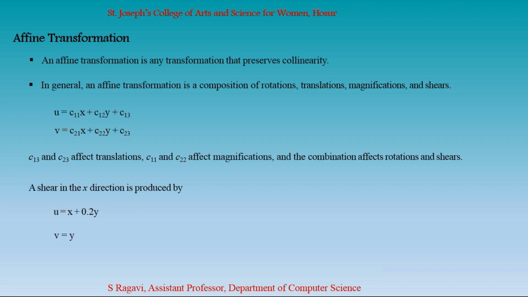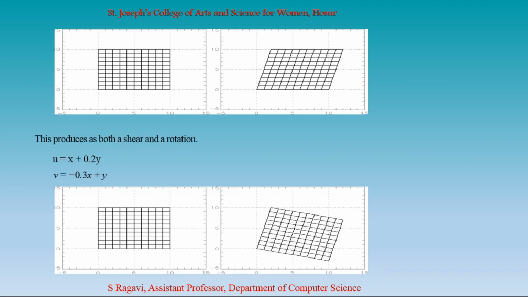A shear in the x direction is produced by u equals x plus 0.2y, v equals y. These are examples of a rotation and a shearing. The shearing and the rotation is given in mathematical notation: u equals x plus 0.2y, v equals minus 0.3x plus y. The above image represents the image rotation in the x-axis, and the second image represents the image rotation as well as translation in both x and y-axis.